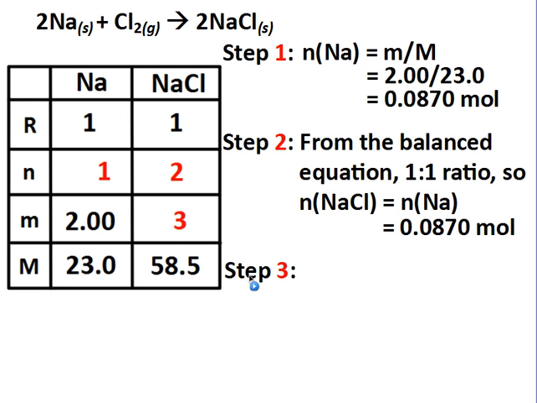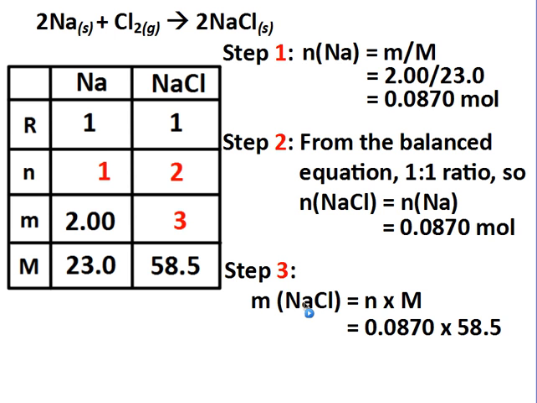That's our step 3, and mass equals amount times molar mass, and I've got sodium chloride after the little m in brackets to show that I'm calculating the mass of sodium chloride here, and we've got amount 0.0870 times the molar mass 58.5, and that gives us a number of 5.09 grams, and that's been rounded to 3 significant figures.